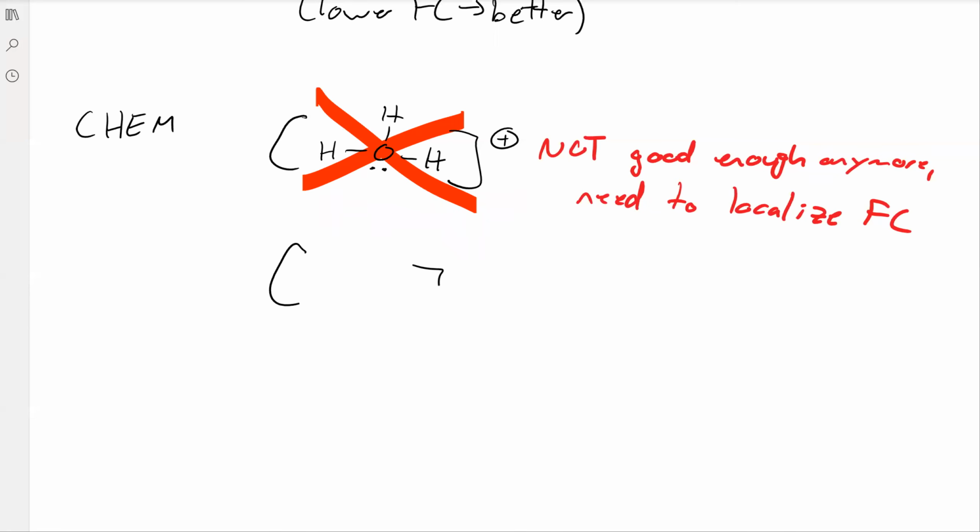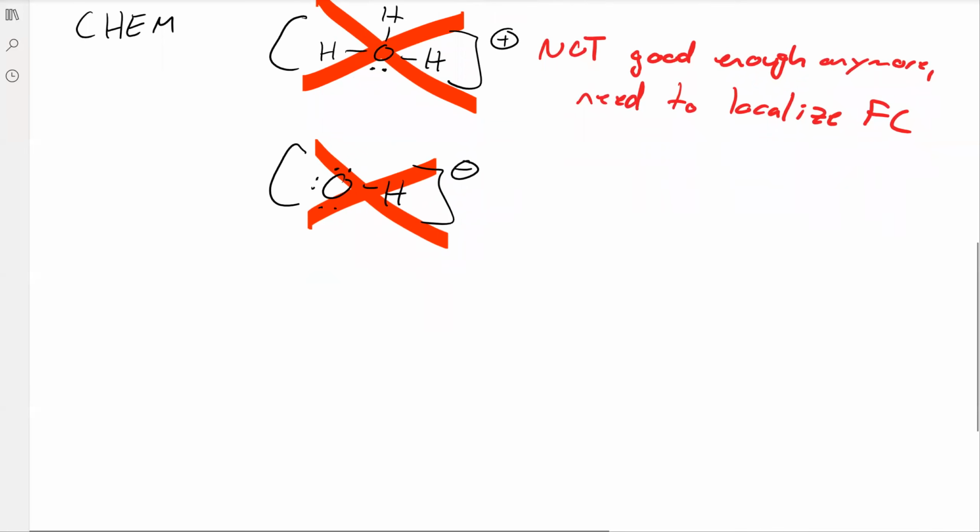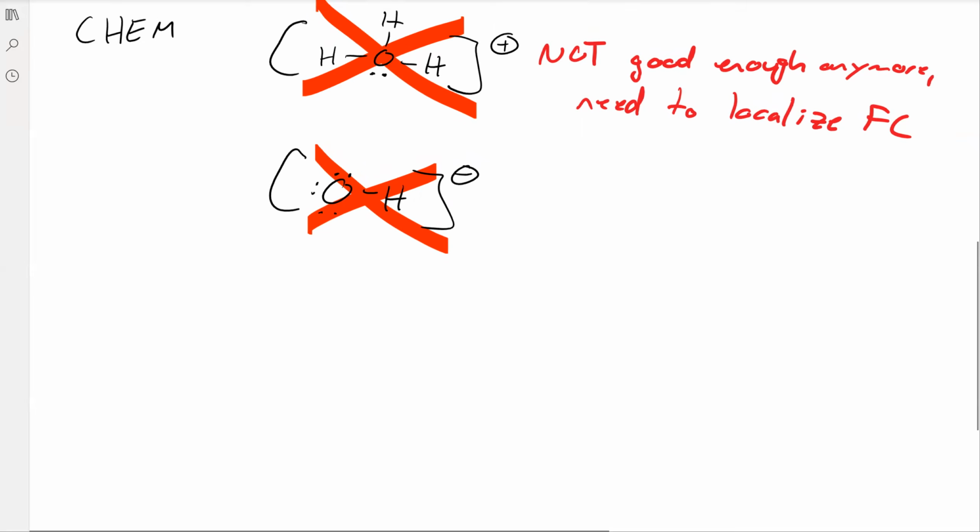And same thing for hydroxide. Maybe you've seen something that looks like this, where the negative charge is just put on the outside, right? That's no longer going to be good enough. We're going to go ahead and localize the formal charge. We're going to indicate which atom has that formal charge. And that tells us a lot about the stability of the molecule and the reactivity of the molecule. Usually if a molecule has a charge somewhere, that's going to be the site of reaction.